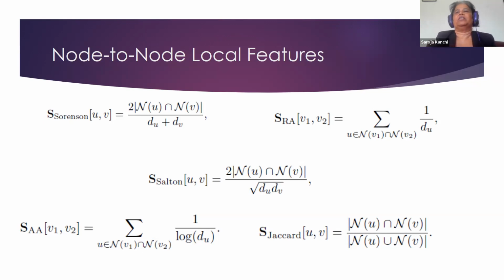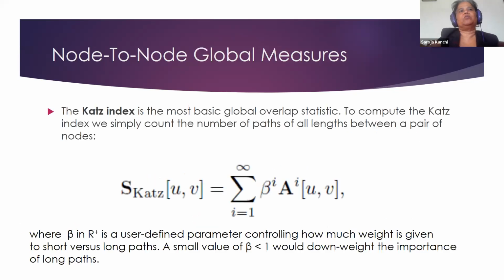And some of them are related to the degree itself alone, as you can see with RA, which is called resource allocation, between V1 and V2. You would distribute the degree around U to the V1 and V2 link. So various node-to-node local features have been proposed.